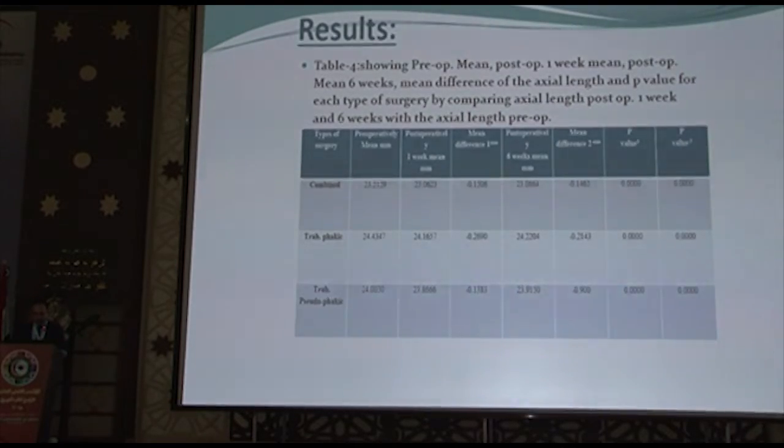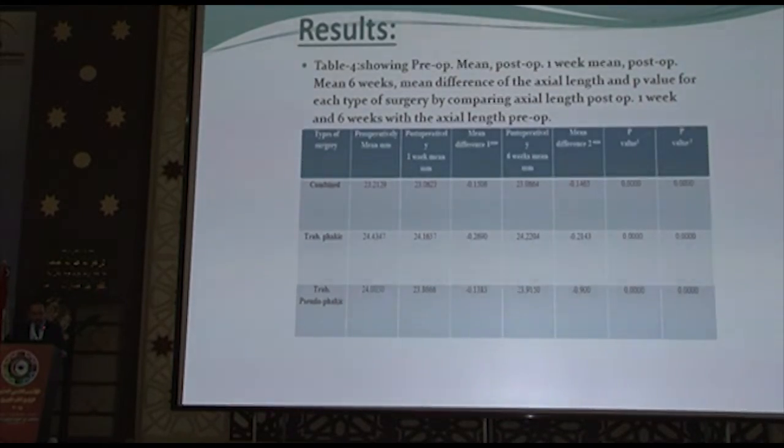So for combined surgery, the mean axial length preoperatively was 23.2129 millimeter, reduced to 23.0623 millimeter after 1 week, with a mean difference of minus 0.1506, and reduced to 23.0664 with a mean difference of minus 0.1465, with a p-value of 0.